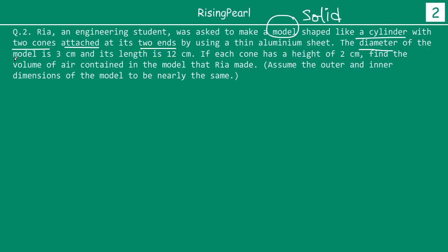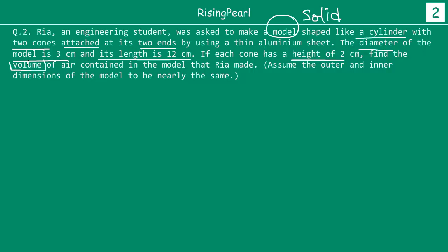The diameter of the model is 3 centimeters and its length is 12 centimeters. If each cone has a height of 2 centimeters, find the volume of air contained in the model that Ria made.